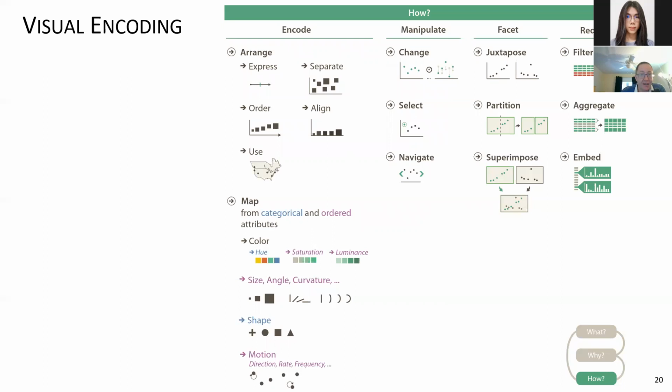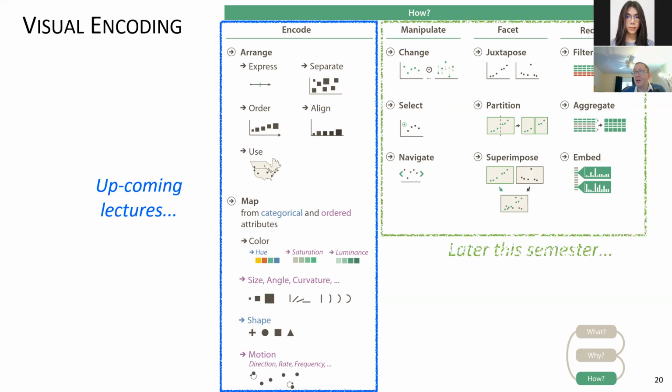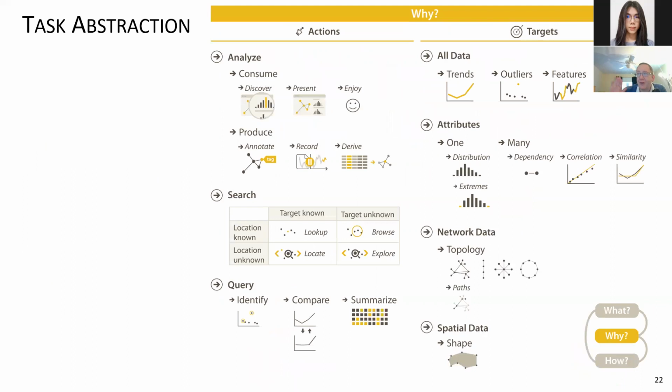So how do I encode it? Then later in the semester, we're going to look at the different kinds of ways I can manipulate, how I can have multiple views of the data. But right now we need to figure out this thing here, which is why we do it. And it might seem obvious, but it's not actually.